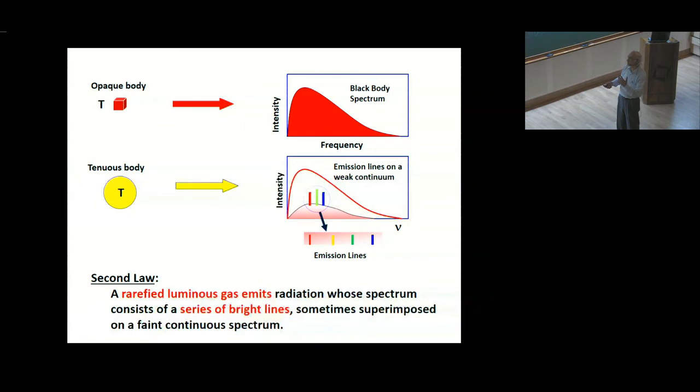It may emit a continuous spectrum, it may not emit a continuous spectrum, but there are emission lines in it. But the intensity of either the continuum or the emission lines can never exceed that of the black body at any frequency. Therefore, this is Kirchhoff's second law, stated in 1859. A rarefied luminous gas emits radiation whose spectrum consists of a series of bright lines, sometimes superimposed on a faint continuous spectrum.